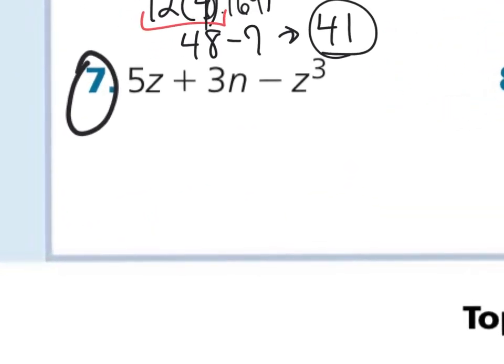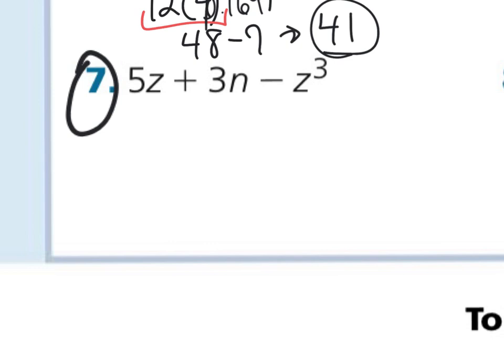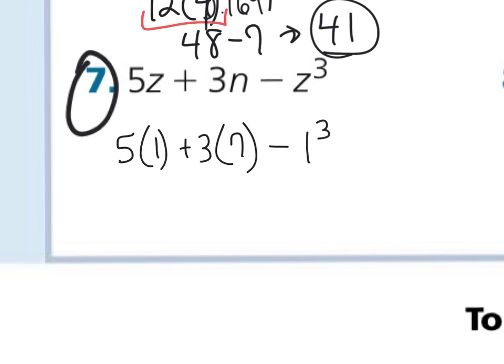Number 7, we're going to substitute in z is equal to 1. So 5 times 1 plus 3 times n is 7 minus 1 cubed. So we have parentheses here, but there's nothing going on inside of them. There's no operations happening inside those parentheses. So we're going to move to our next step, order of operations, which is exponents.